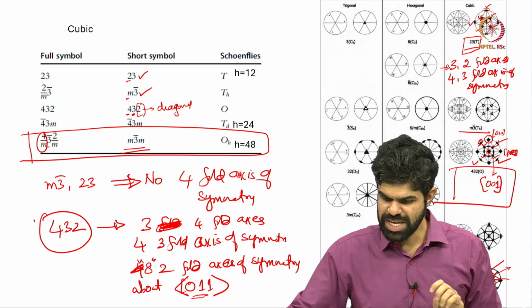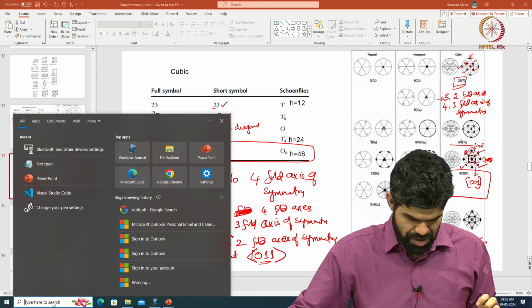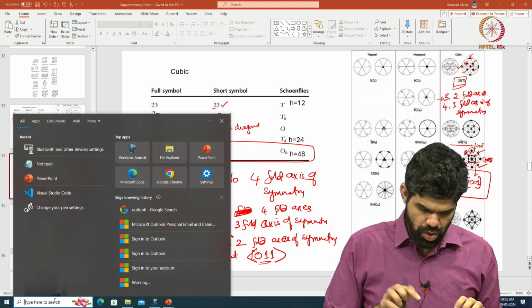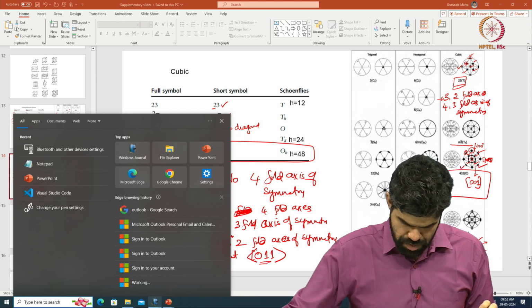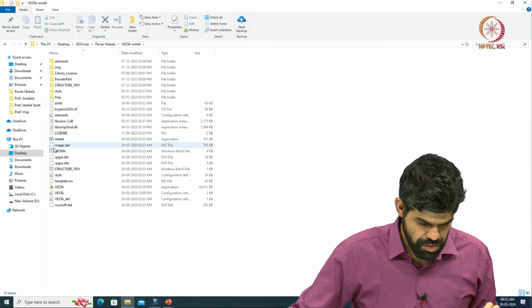So today we will start by actually looking at one more example. Let me open Vesta of zinc sulfide. I asked you to actually look at it, so let me open Vesta.